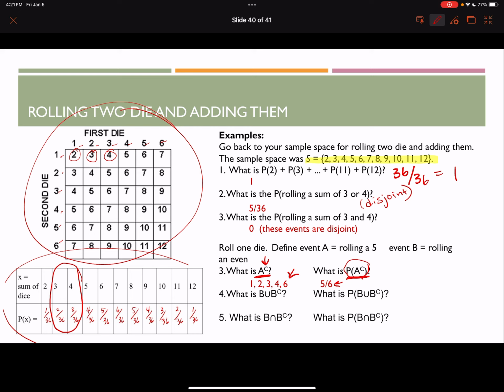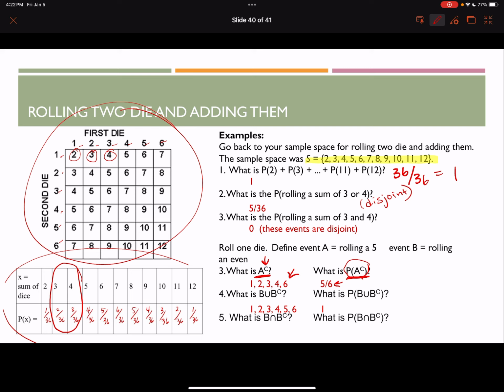All right, B union B complement. Remember, union means kind of like or. So rolling an even or rolling a not even. The evens would be like a 2, 4, or 6, and B complement would be the odds 1, 3, 5. So it would be all the possible outcomes 1, 2, 3, 4, 5, or 6. What's the probability of B union B complement? It's 1.